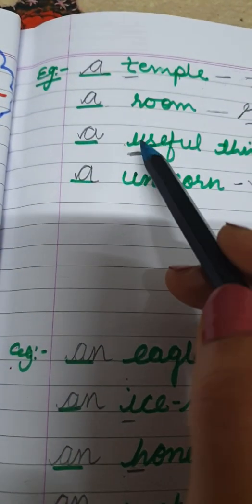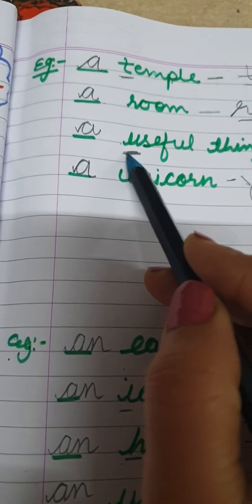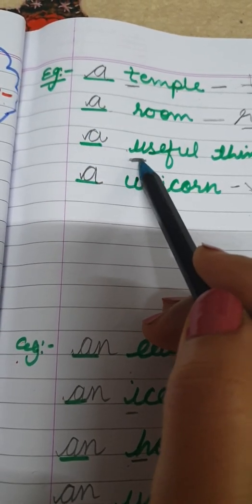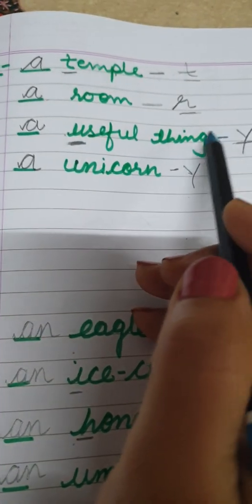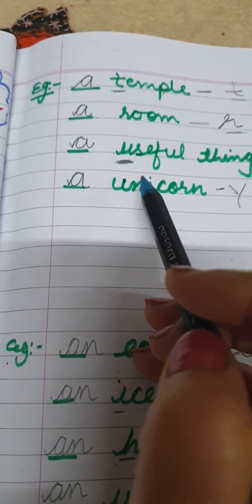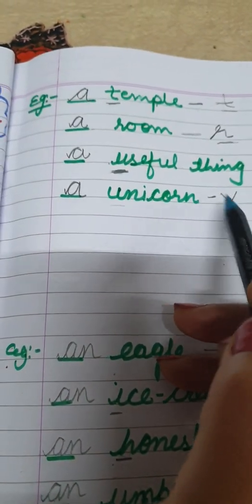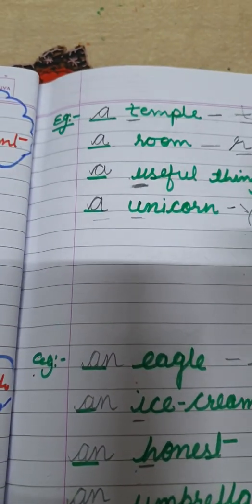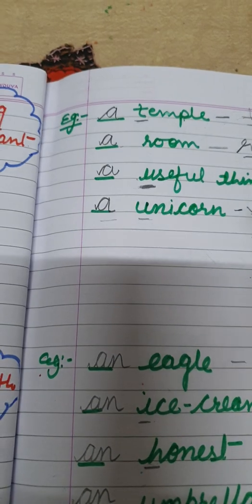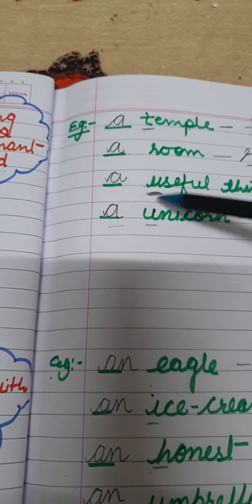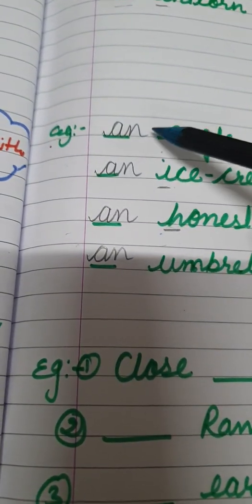But sometimes, like this word starting with the vowel, we are using a because the sound in useful is of Y. The sound is of Y, not of U. So here again in unicorn, the same sound is of Y. That's why we are using a unicorn. So you have to be careful kids. You have to check. आपको देखना पड़ेगा कि sound अगर consonant का है then you will use a, and if the sound is of vowel then we are going to use an.